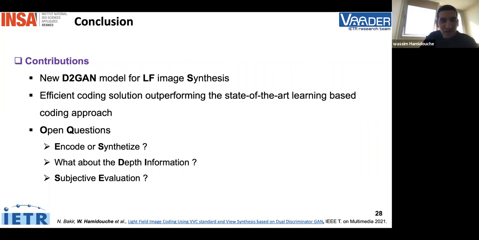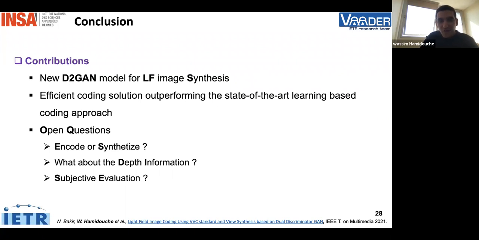And there are still some open questions we can highlight here. Usually when we do encoding, we always try to encode and we don't trust synthesizing. Now we have shown in this work that with using synthesizing at the decoder side, we can also have a good coding performance, but the question between encoding and synthesizing is still open. And with using, for example, a rate distortion optimization block, we can select which one is the best.